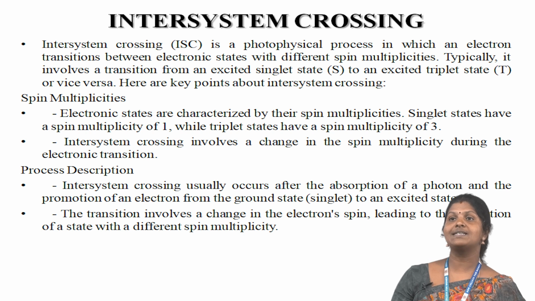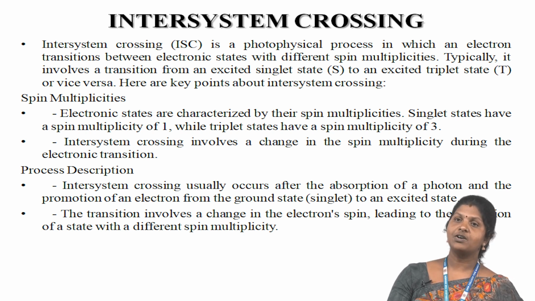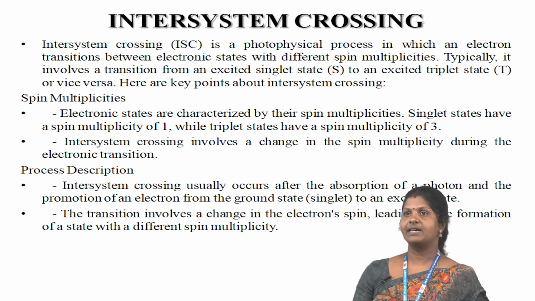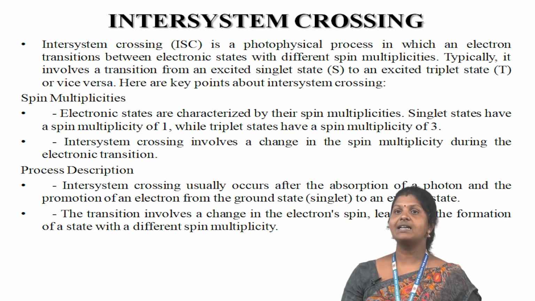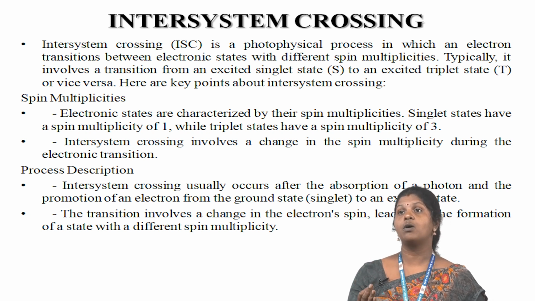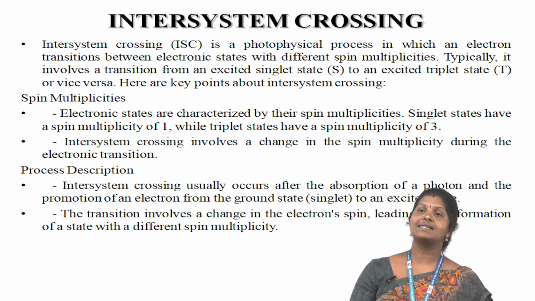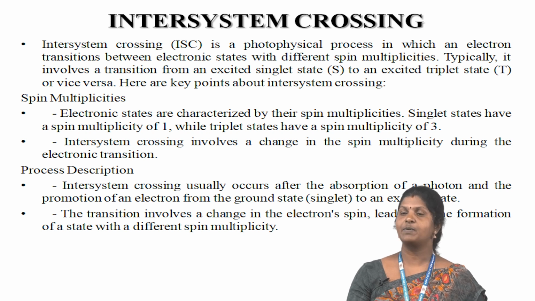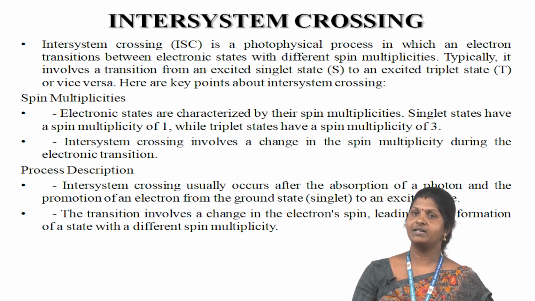Here are key points about intersystem crossing. The spin multiplicity: electronic states are characterized by their spin multiplicity. Singlet states have a spin multiplicity of 1, while triplet states have a spin multiplicity of 3. Intersystem crossing involves a change in spin multiplicity during the electronic transition.